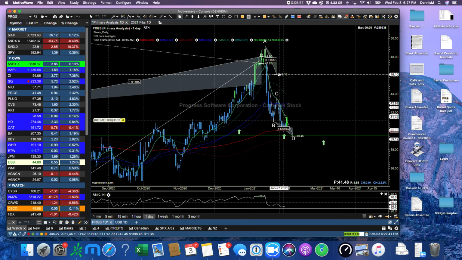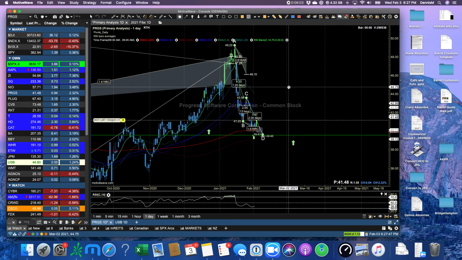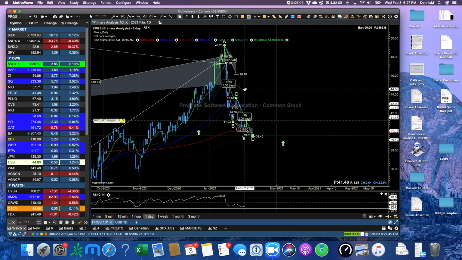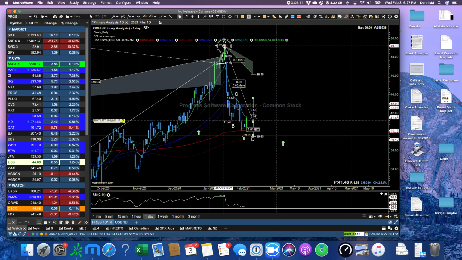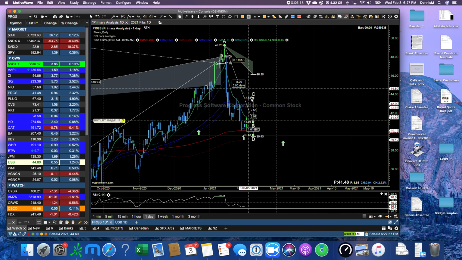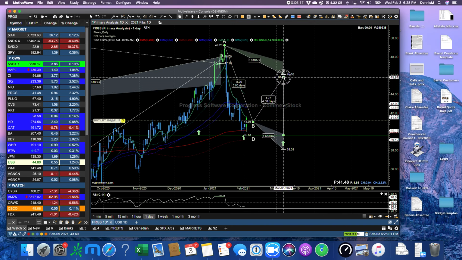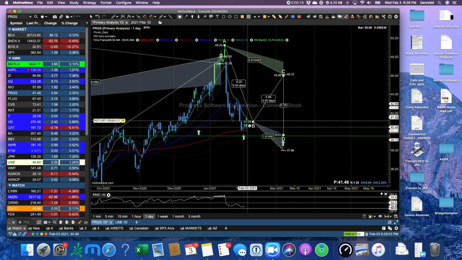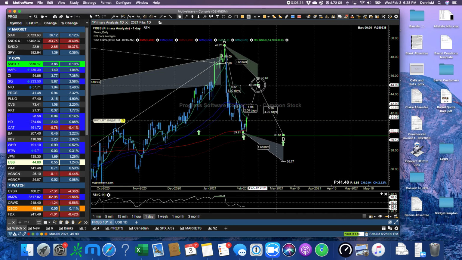PRGS, I told you that we had this ABC pattern going on. I was wrong. I didn't look at that, and I just tweeted that about an hour ago saying I was wrong. A proper ABCD would not have looked like that, wouldn't have had that point. C should have come up to here, but you can see that it didn't. So B was here. C never made it up.